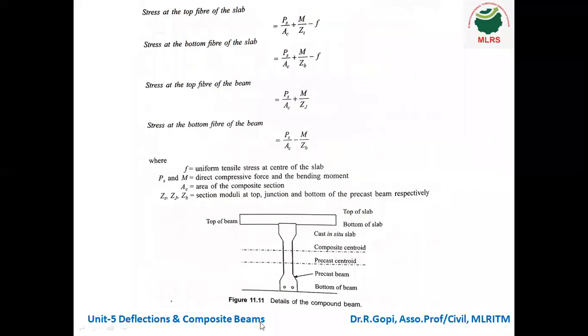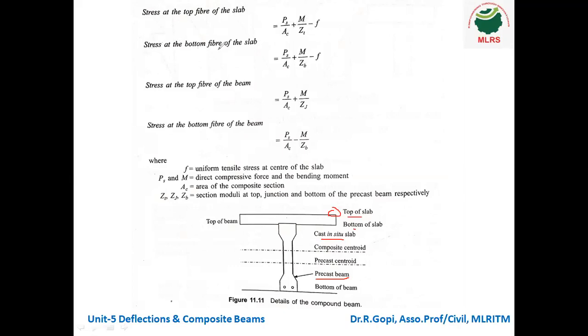You can see the diagram here, students. There is a small I-section precast beam, and above that a cast in situ slab. This is the top of the slab, the bottom of the slab, the composite action centroid, the precast centroid, and the bottom of the beam. Under this condition, the stress at the top fiber of the slab equals Ps divided by Ac plus M divided by Zt minus F.